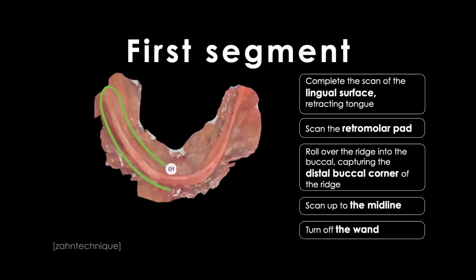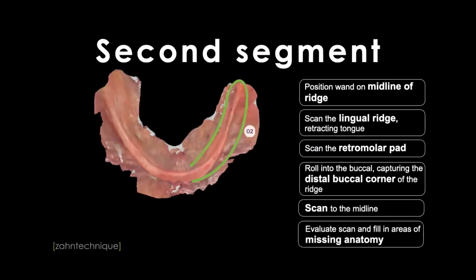And now you know why we start in the middle, because now we do the other side, right? So we have to get a starting point. The starting point is always great to have centered somewhere, because it makes it easier to go to both sides. Now position the wand in the middle of the ridge again, right? Scan the lingual of the ridge, retracting the tongue. The same procedure we did on the right side, we now do on the left side.